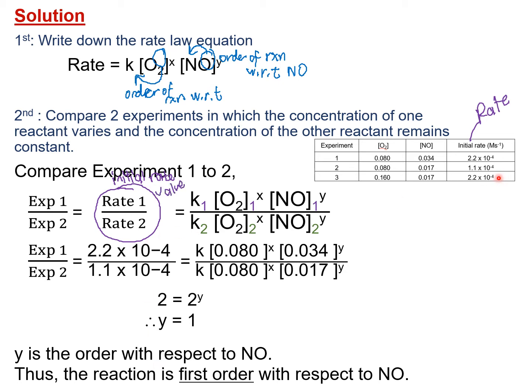Okay, on this table. So you masukkanlah rate untuk eksperimen yang pertama ialah 2.2 times 10 to the power of negative 4. Rate untuk eksperimen yang kedua ialah 1.1 times 10 to the power of negative 4. K ialah rate constant. K is something yang tak diberi. Okay, it will not be given.